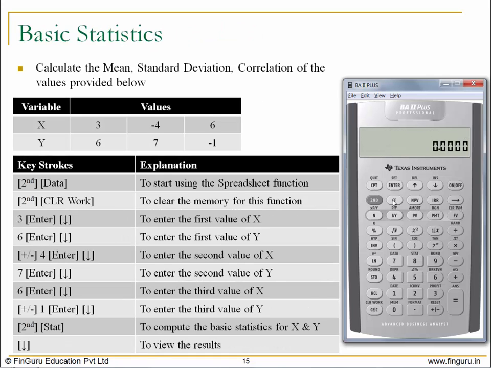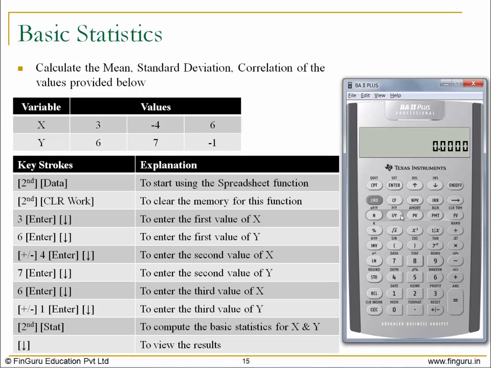So that brings us to the next section, where we are going to calculate the basic statistics of a few variables like mean, standard deviation, correlation, etc. So let's have a look at what the numbers come out to be. Now we have two variables given to us here, x and y, which are respectively 3 and 6, -4, 7, 6 and 1. And I would like to calculate their mean, standard deviation, correlation, and a few more things.